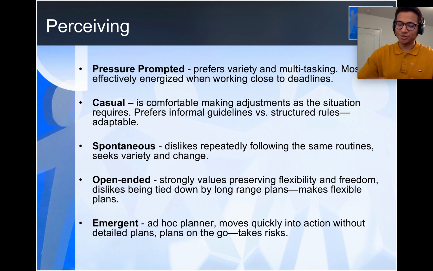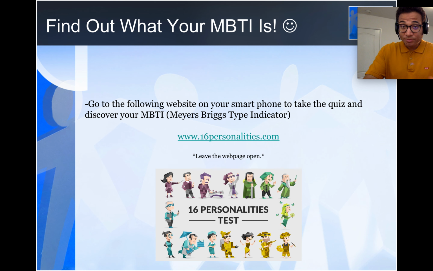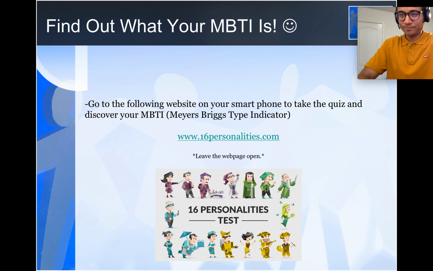So an ad hoc planner is just like improvised. Moves quickly into action without detailed plans. Plans on the go. Takes risks. So that is it for the 4 letters. Now it's your turn to find out what your 4 letters are, what your Myers-Briggs type indicator is.